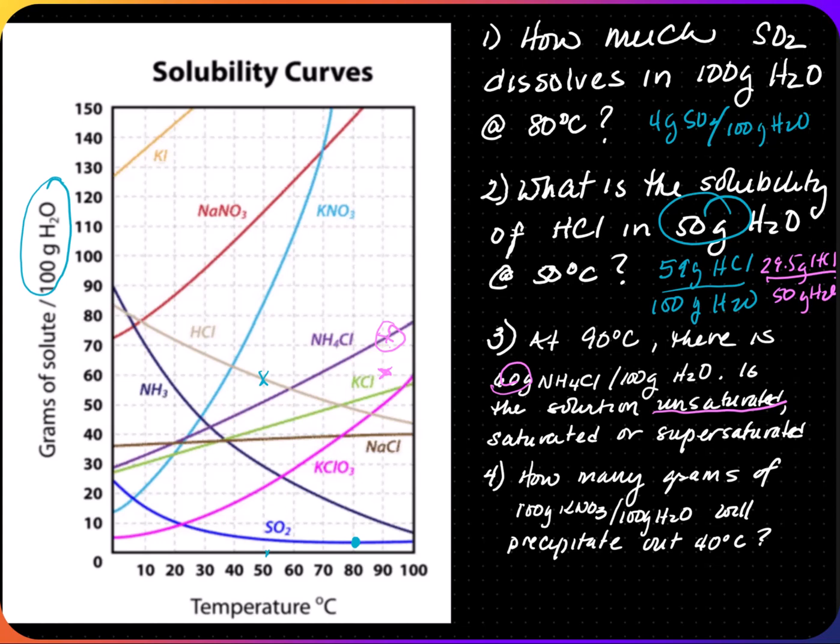Number 4: how many grams of a 100 gram KNO3 per 100 gram H2O solution will precipitate out at 40 degrees? So at 40 degrees, we're here. We're looking for KNO3. KNO3 is the blue curve. At 40 degrees, KNO3 is saturated at 65 grams of KNO3 per 100 grams of water. How much will precipitate out? This is a supersaturated solution, so it's going to be 100 grams minus 65 grams, which is 35 grams will precipitate out.